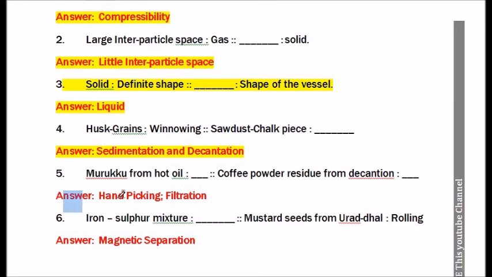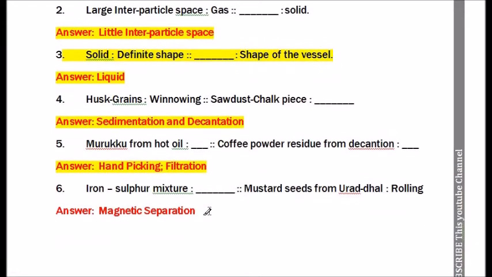Question number 6. Iron sulfur mixture is to dash as mustard seeds from urad dal is to rolling. Answer is magnetic separation.